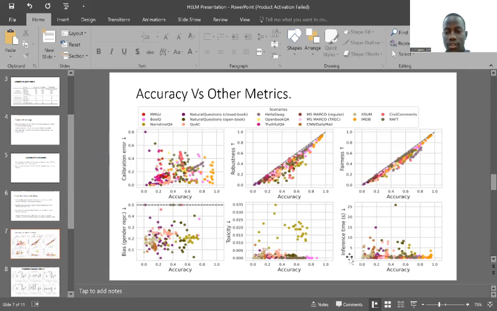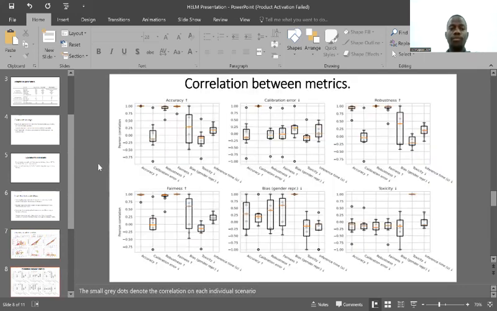So we have inference time, which is used in measuring efficiency. So for inference time and accuracy, we can see that it is mostly between 0 and 5 seconds. So that means our model is performing well on all scenarios, and we're having a very good efficiency. So we have correlation between metrics.